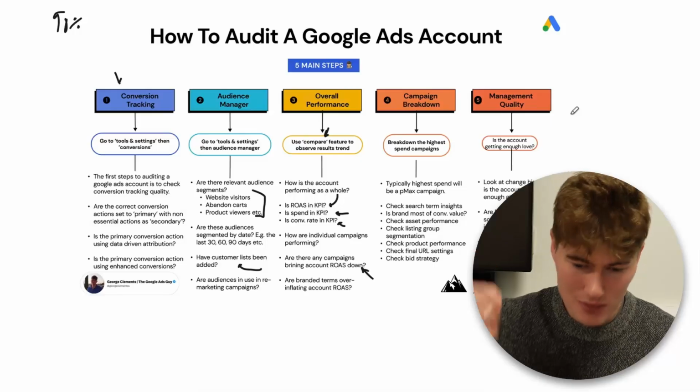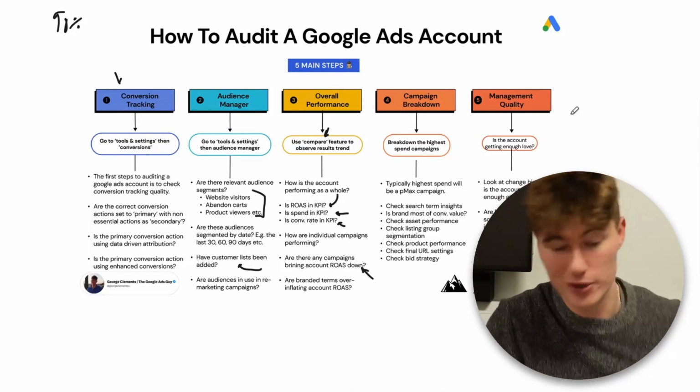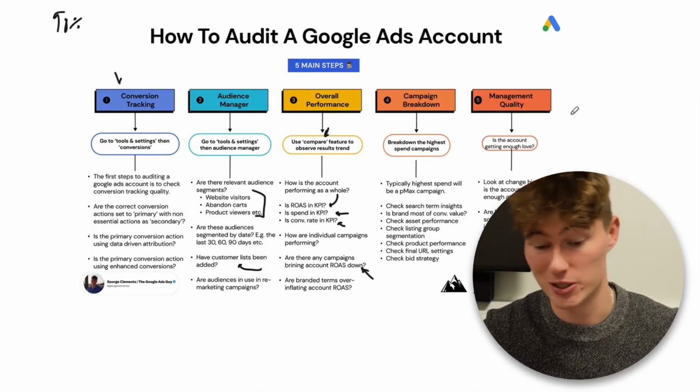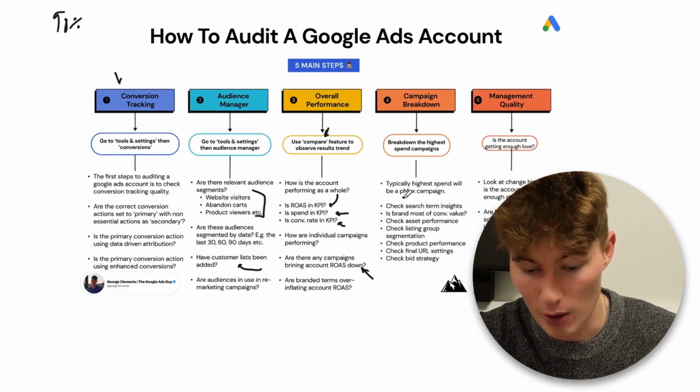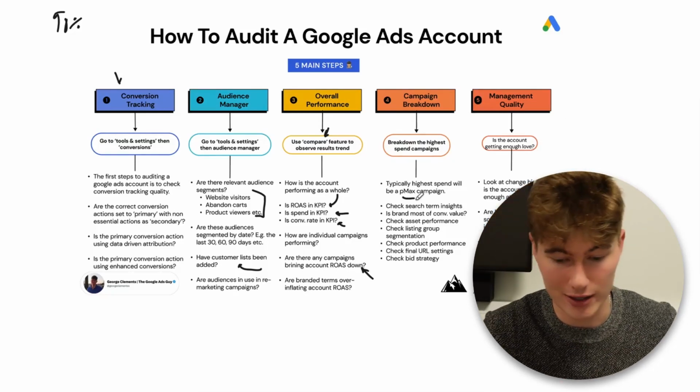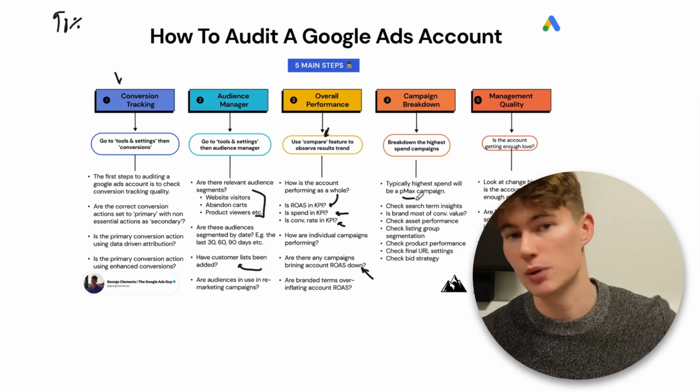So let's touch a little bit on campaign breakdown. Once we've established where the account is in terms of performance, we want to dig down into each of the campaigns, or at least the highest spend campaign, the most important campaign in the account, to see if it is set up according to best practices. Now, typically, if we're doing a brief audit, we'll just jump into the highest spending campaign, which is typically going to be a Performance Max campaign. However, if you really want to extend and increase the audit's depth, then you can go into pretty much each of the campaigns in the account. All right. So let's say we're going to just touch on the Performance Max campaign.